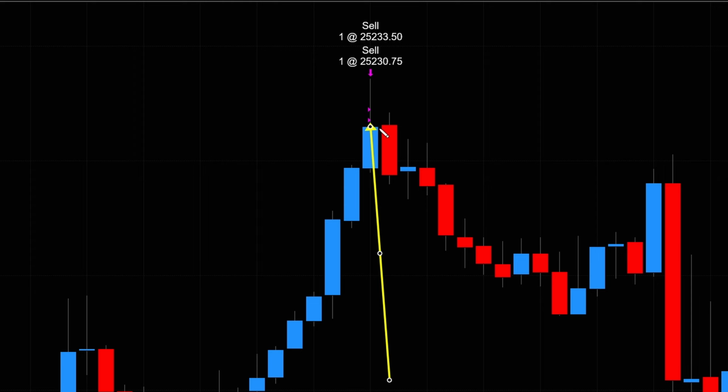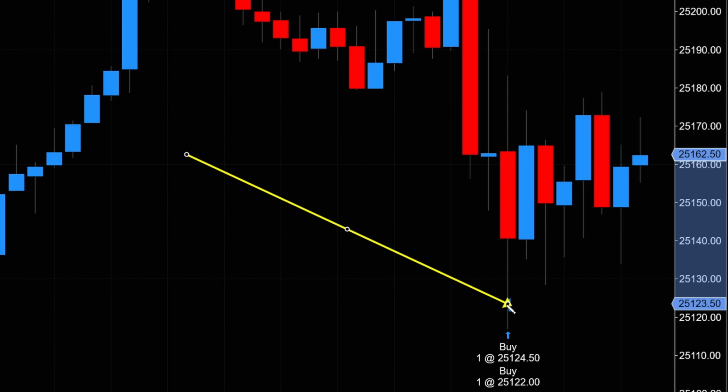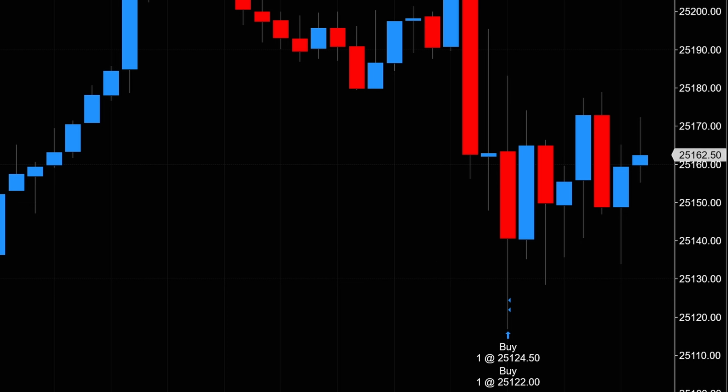Here's where I entered the market, in the wick of the candle that actually caused the move on the way down. And right down here is where I exited the market. Now, to be fair, I did not exit at the exact target. I did get scared out as we were only a couple points away from my initial target.